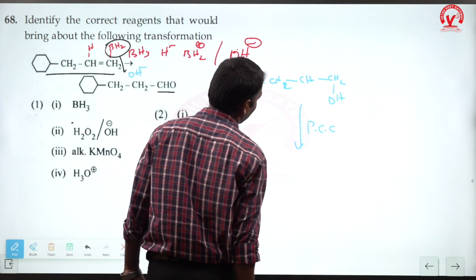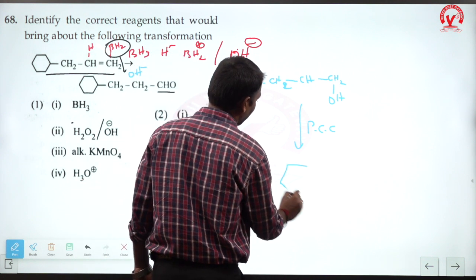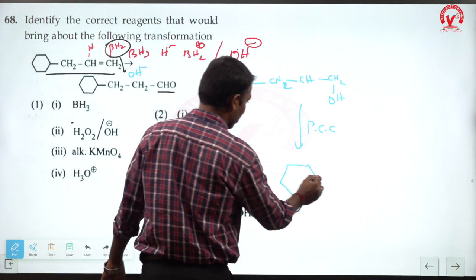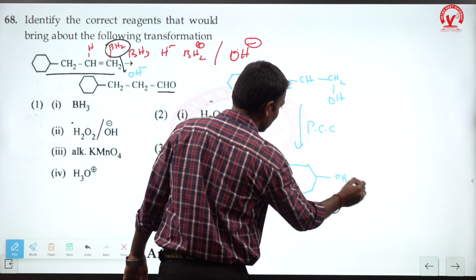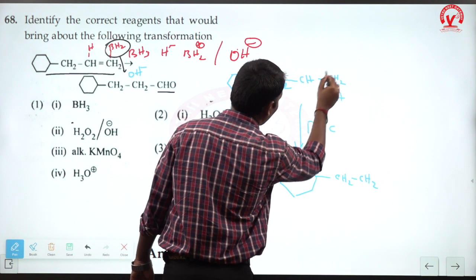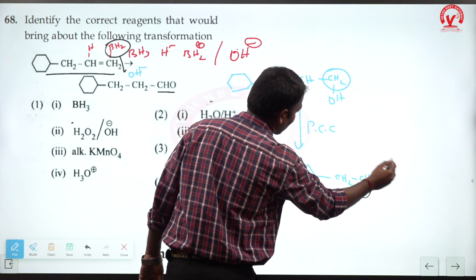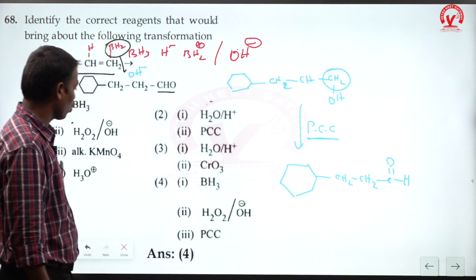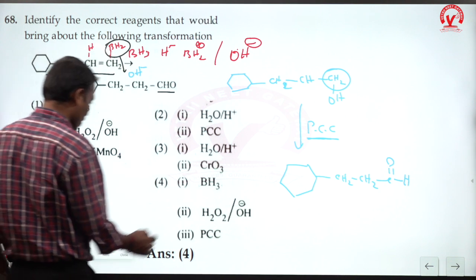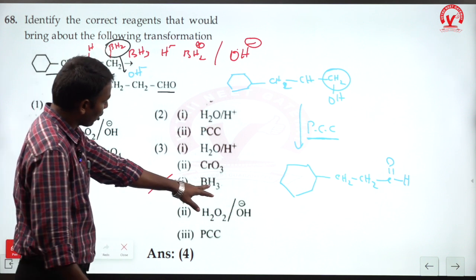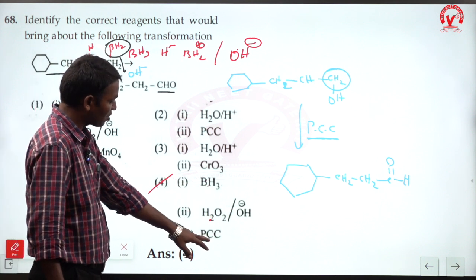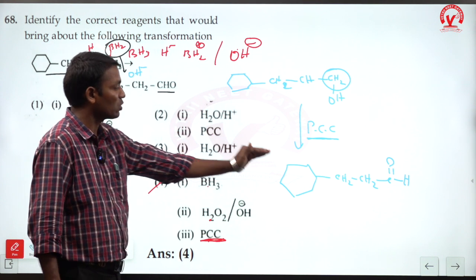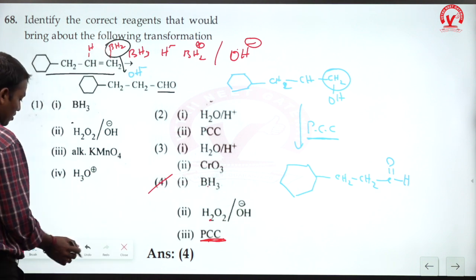PCC, pyridinium chlorochromate. Primary alcohol changes to aldehyde. So there is no ring or double bond here, and this CH2 carbon changes to the aldehyde functional group, like this. So we have to use PCC, pyridinium chlorochromate, and option 4 is the correct answer. First step is boration, next step is oxidation, and third step is also oxidation, using PCC, pyridinium chlorochromate. Primary alcohol changes to aldehyde, right? That is question number 68. Then move on to the next question.